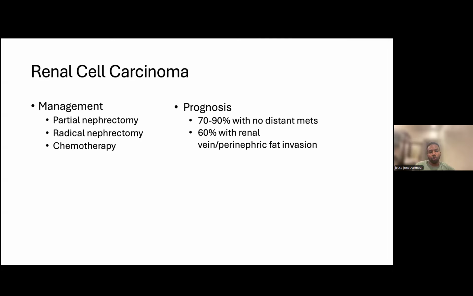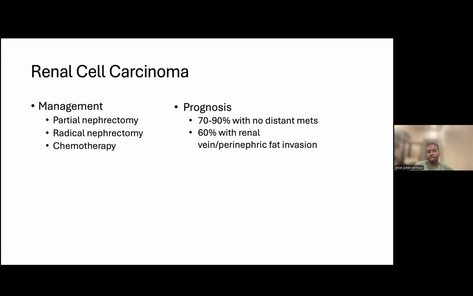General management would be a partial nephrectomy. You could also do a radical nephrectomy, which is the most common management. However, with partial nephrectomies, you do have some renal sparing, and this is generally for smaller masses, usually in the poles, anything less than 3 to 4 centimeters. And of course, you could do chemotherapy as well.